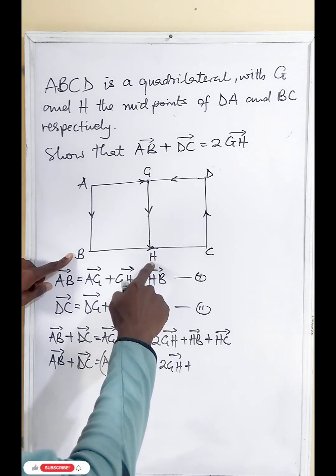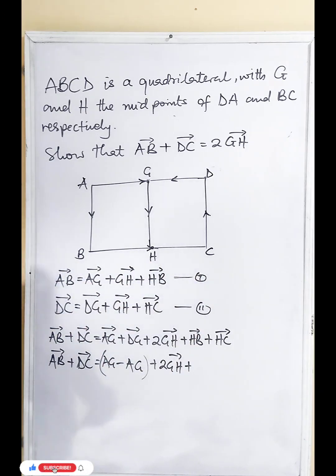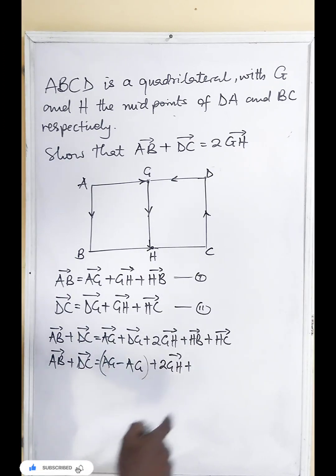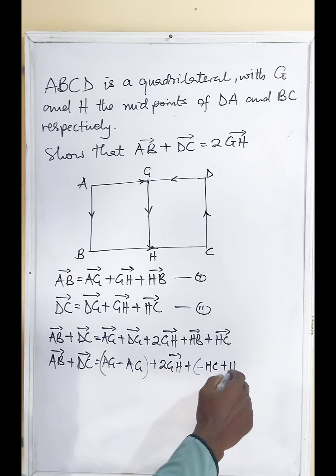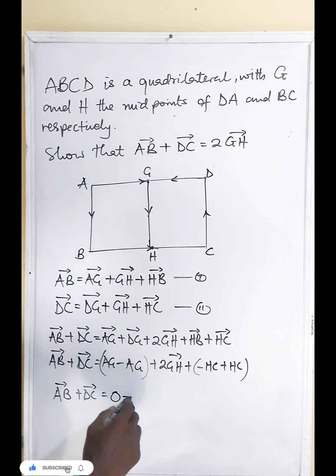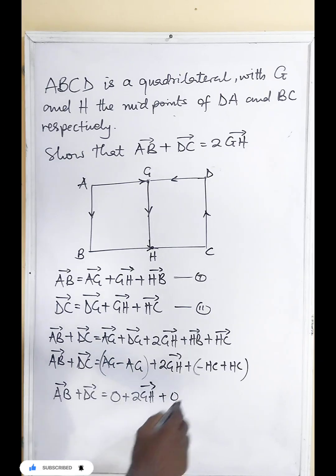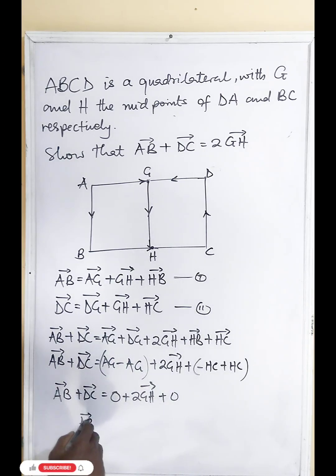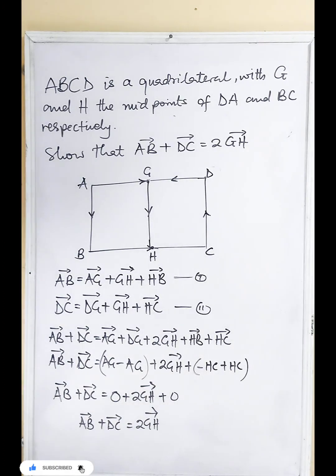Now, since H is the midpoint of BC, we can say here that this will now be minus HC plus HC. Alright, so AB plus DC will now be 0 plus 2GH plus 0. So at the end of the day, AB plus DC will give us 2GH. Alright, final answer.